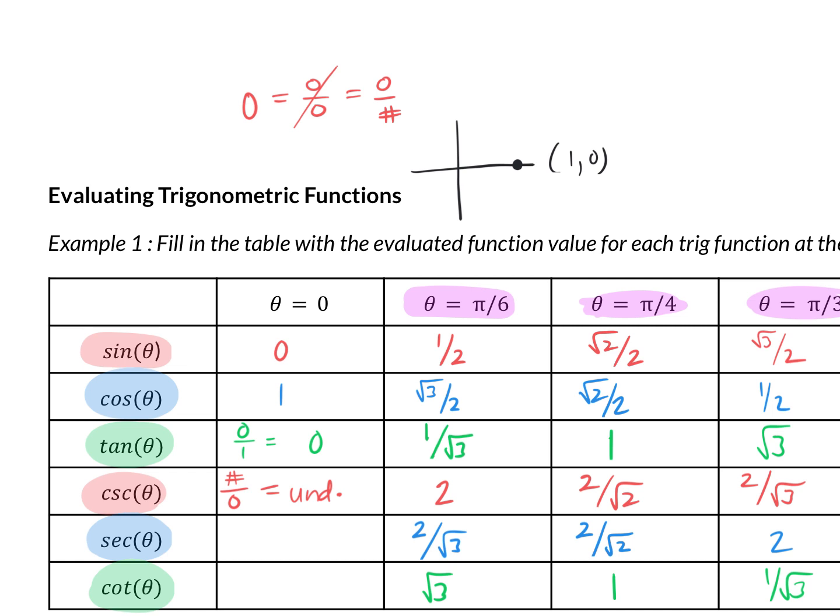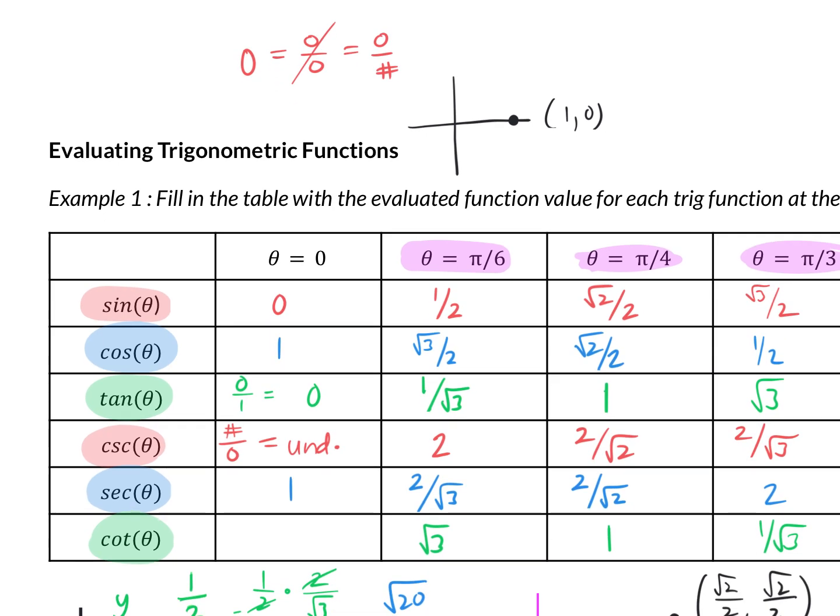Now, secant, I can take the reciprocal of 1. What's the reciprocal of 1? Just 1. And then if I take the reciprocal of tangent to find cotangent, the reciprocal of 0 over 1 would be 1 over 0. And can I have 1 over 0? No, so this is also undefined. Okay, do you see how those are kind of special case situations there? Yeah?